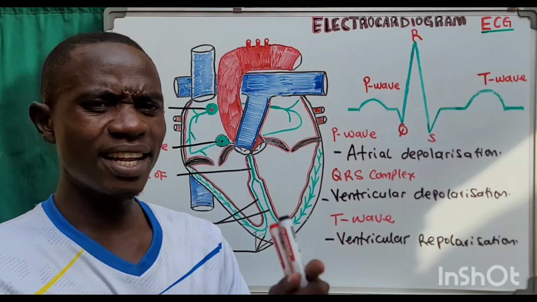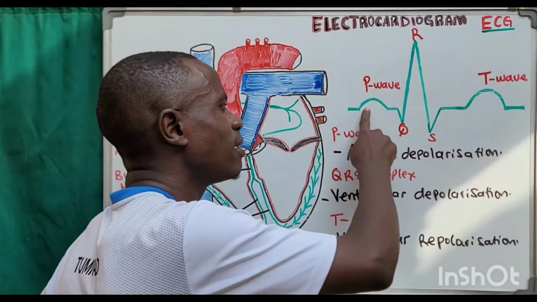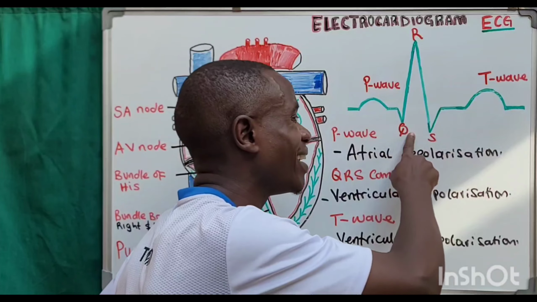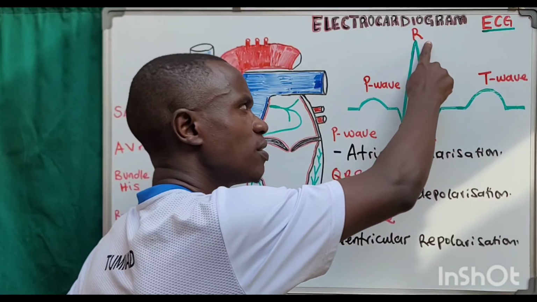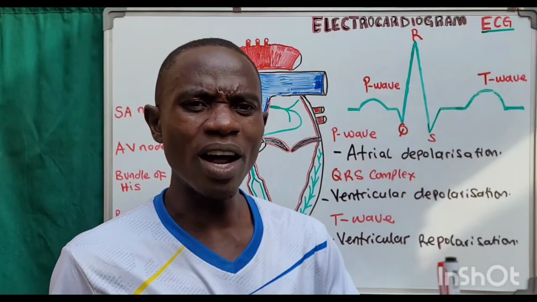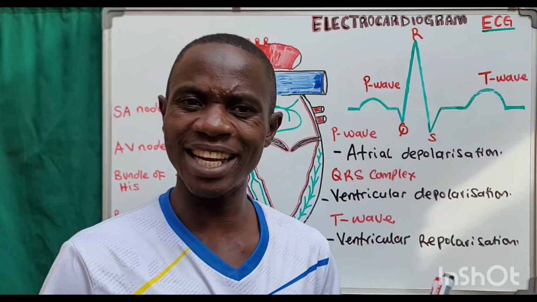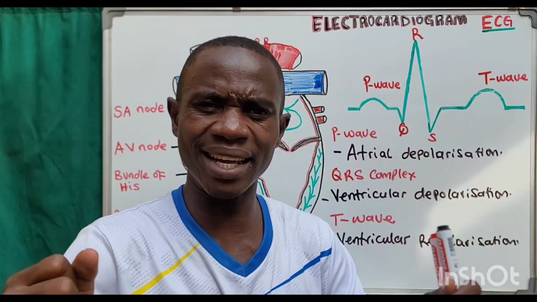Now, in the next video, we are going to go ahead and see why a P wave is a positive deflection, why a Q wave is a negative deflection, the S wave a negative deflection, the R wave a positive deflection, and the T wave a positive deflection. We shall even see what we mean when we say positive deflection, and what we mean when we say negative deflection. We shall see that all in great detail.